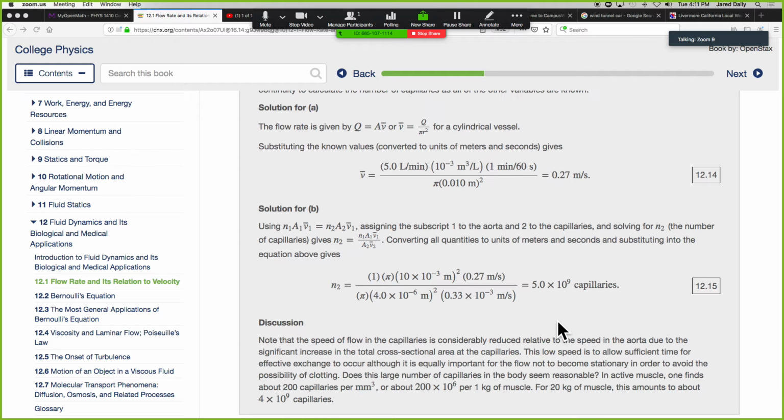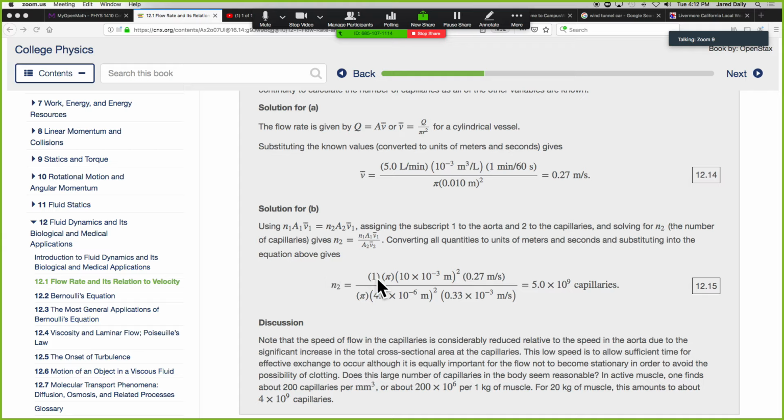Then they're going to calculate how many of these capillaries they must have in order for this to be true. So this is where they use the continuity equation, but they modify it a little bit. When you go from one pipe into multiple pipes, you have to multiply by the number of pipes on each side of the equation. So for the aorta side of the equation, we have one aorta, so N1 equals 1. But on the capillary side, we have many of those, so N2 is going to equal whatever it's going to equal. And we solve for N2 in this equation.